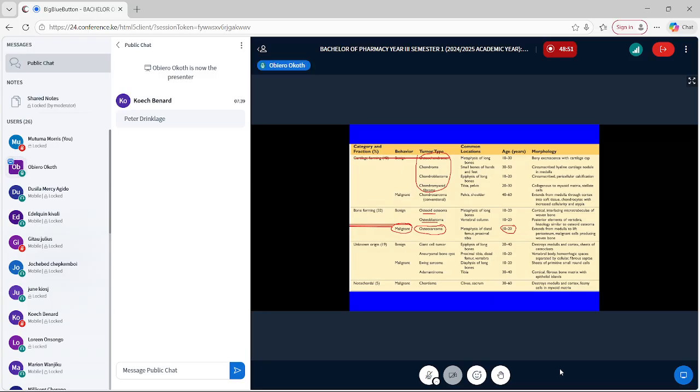Okay, and you see it mainly in the metaphysis of the distal femur and the proximal tibia. This is where we were talking about the location. You can see where the location comes in. Where is it? So with bone tumors, the location really matters. Is it in the epiphysis? Is it in the pelvis? Is it in the shoulder joints? Is it in the shaft? Is it in the diaphysis? That's what normally matters.